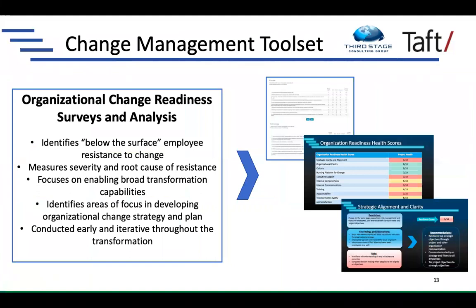So just to run quickly through the change management tool set and some of the things that we typically use, and we've included some screenshot samples of things that we typically use with our clients. The first is that organizational change readiness survey and analysis. And that's that piece I was starting to mention a few minutes ago about looking below the surface to understand what is likely to turn into resistance to change or be an obstacle to change later on.